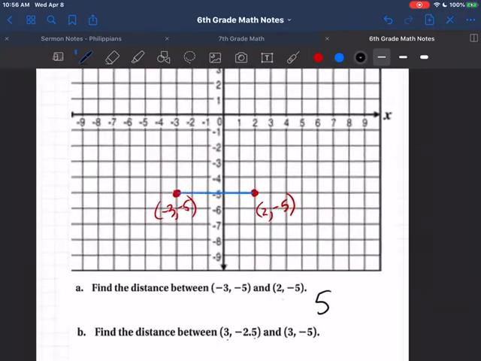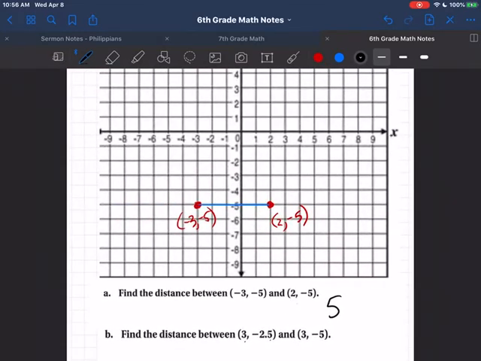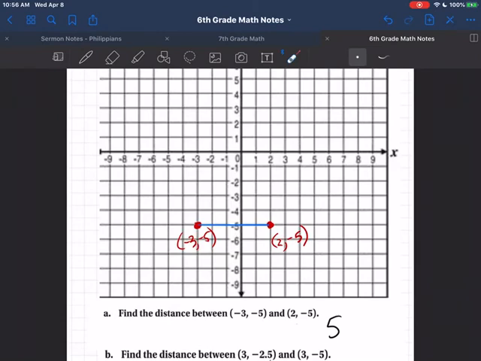Find the distance between 3, -2.5 and 3, -5. They're going to test us here. So 3 is the x, and -2.5 is halfway between -2 and -3, so it goes right there. Apparently this one's going to be a different color. 3, -2.5, and 3, -5. Now let's draw a line.